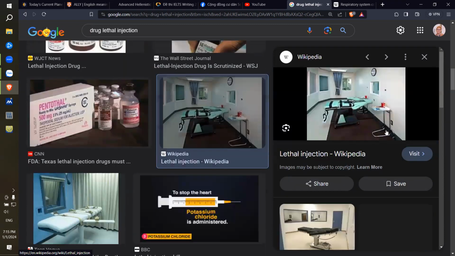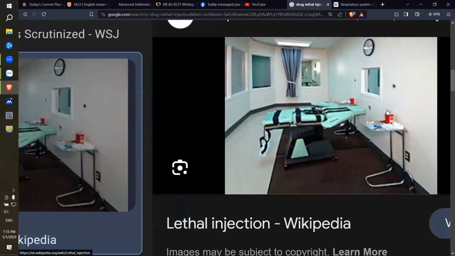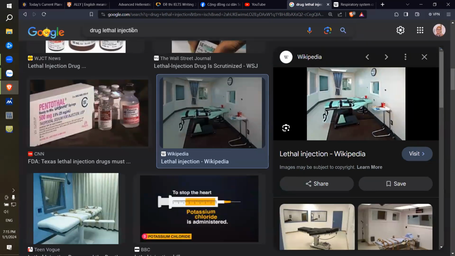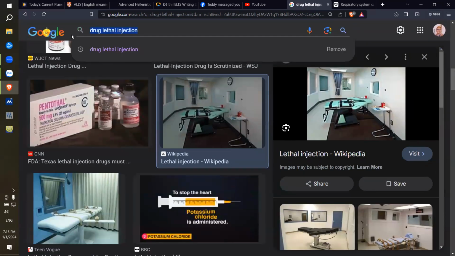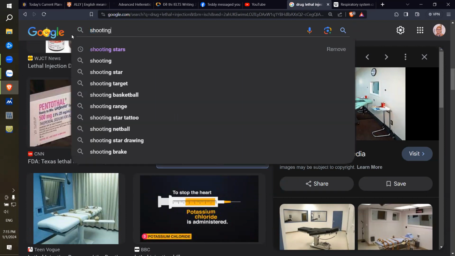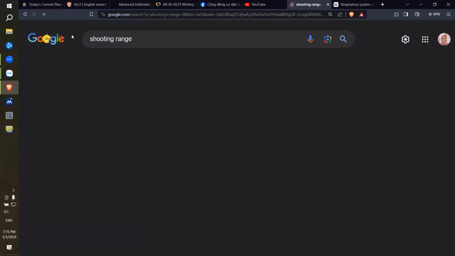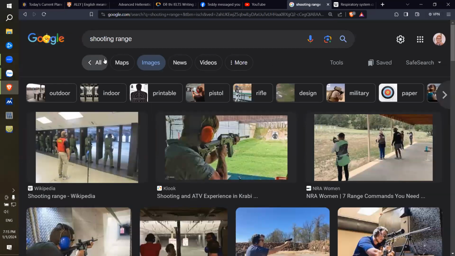And this is the place where people will do lethal injections. Looks like a hospital, right? Yeah. But still, it's still better than pháp trường. It's still better than like the shooting range, you know. Still better than the shooting range, shooting people.